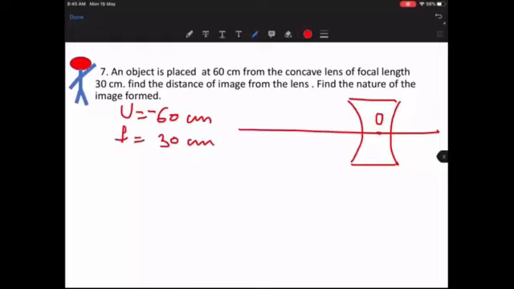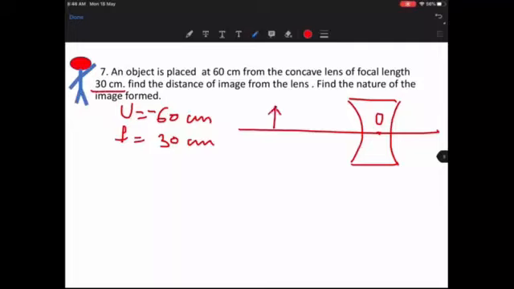So I have written two things here. First is 60, so I put a negative sign here. What about the focal length of a concave lens? Let me know whether it is going to be positive or negative. I'm waiting for your answers. The focal length is given as 30. So should I mark it positive or negative? So how do you draw the diagram?